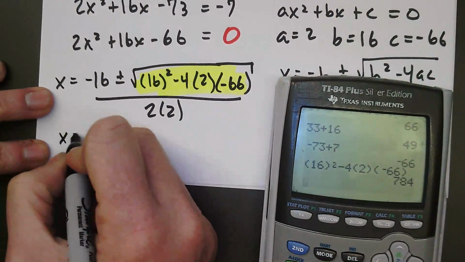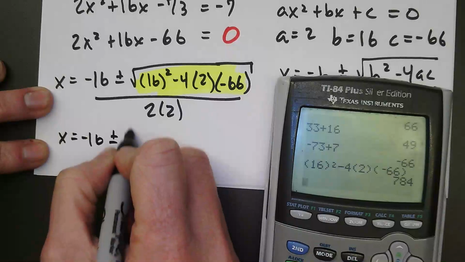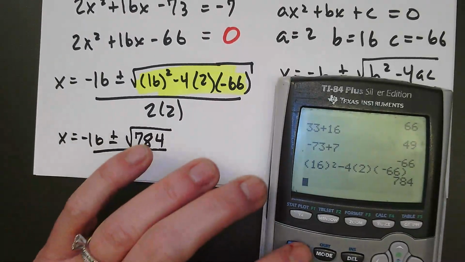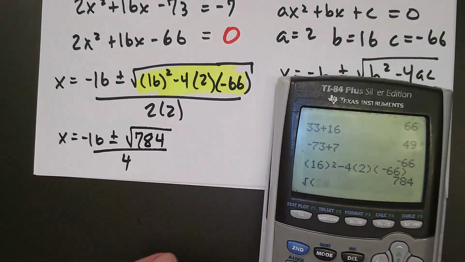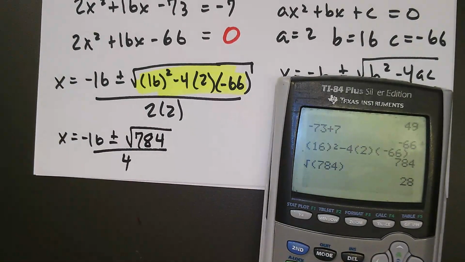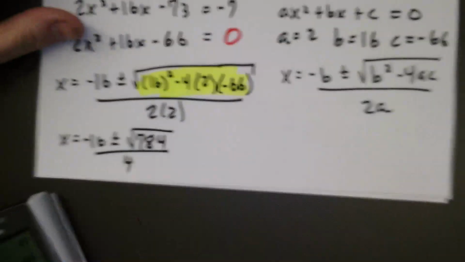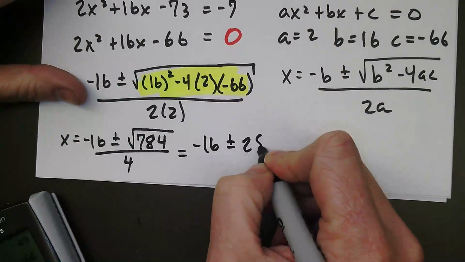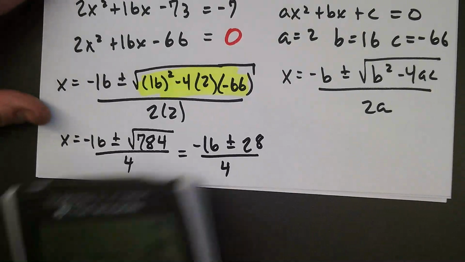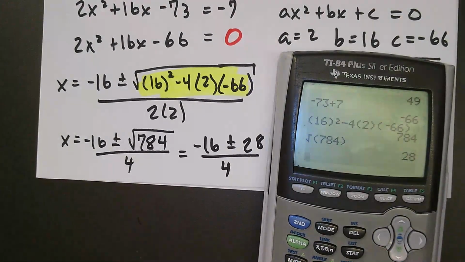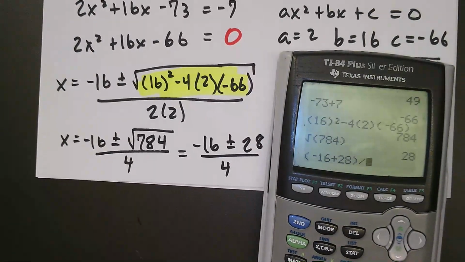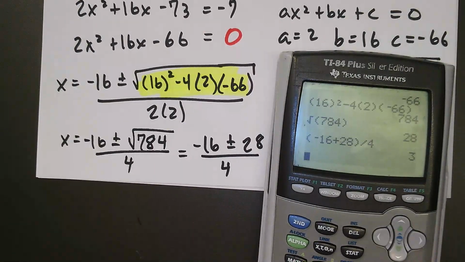So I go here, negative 16 plus or minus the square root of 784 all over 4. Now, square root of 784 hopefully is a perfect square. It is. It's 28. So this is going to be negative 16 plus or minus 28 all over 4. So I'm going to now put these two in the calculator. It's going to be negative 16 plus 28. I'll do that in parentheses. Negative 16 plus 28. Divide that by 4. And there's my first answer, 3.